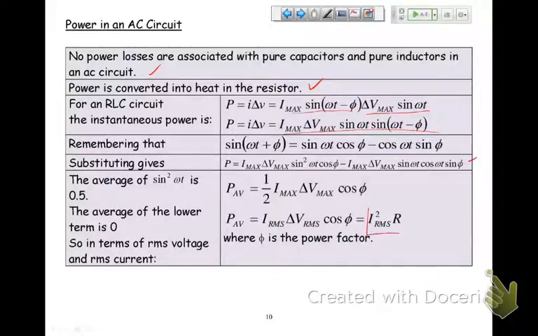This is the take-home: I squared R, like we had for DC circuits. So just stick in RMS, and all your DC stuff becomes your AC stuff. It's like justifying it because it's AC. So is it the same? Yes, it is the same.